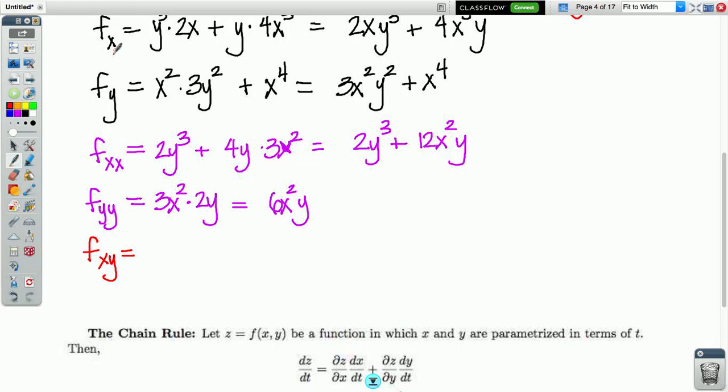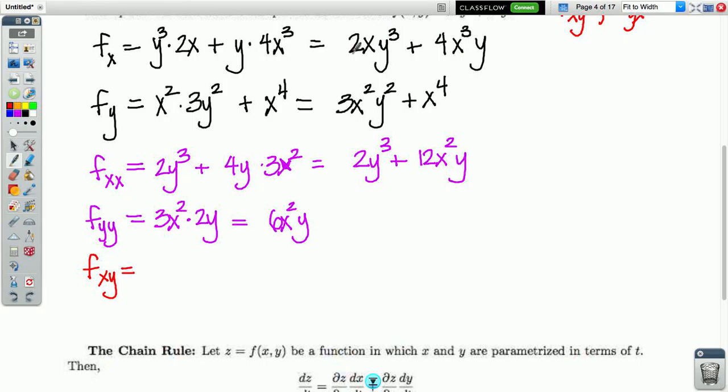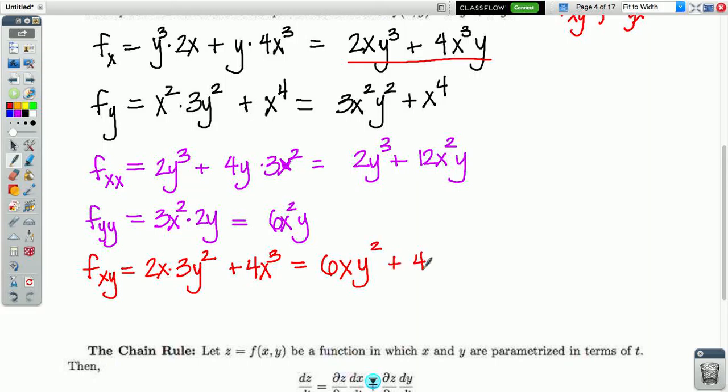I'm going to take my first order partial with respect to x, and now go through and differentiate it with respect to y. So I'm taking this guy and differentiating with respect to y. And in that case, the 2x is a constant, and I get 3y squared for the derivative with respect to y, and then 4x cubed for the derivative of the second term. So when I simplify, 6xy squared plus 4x cubed.